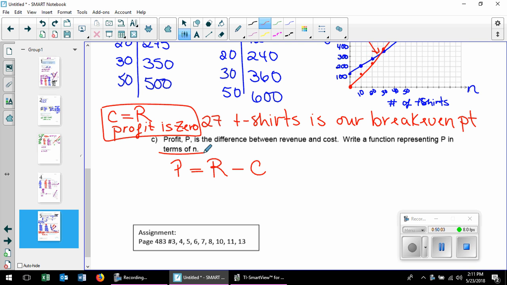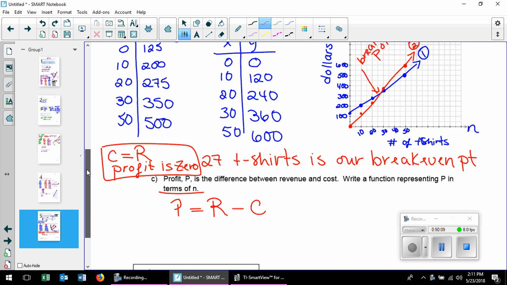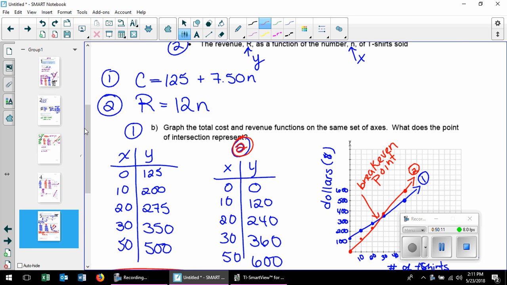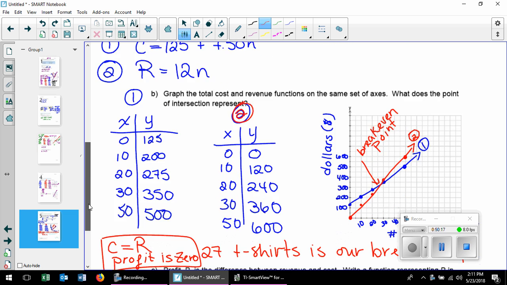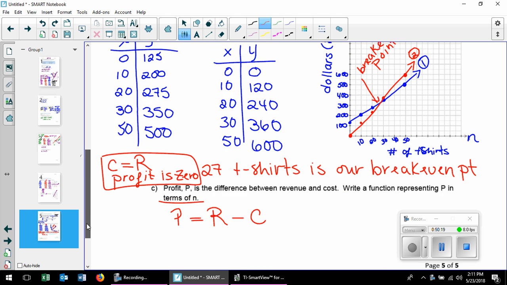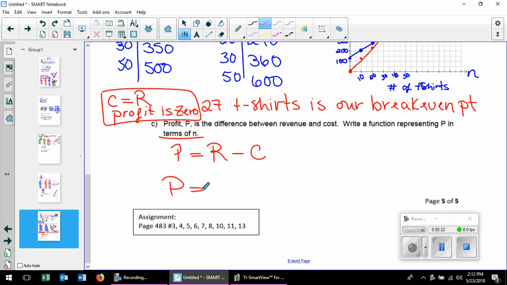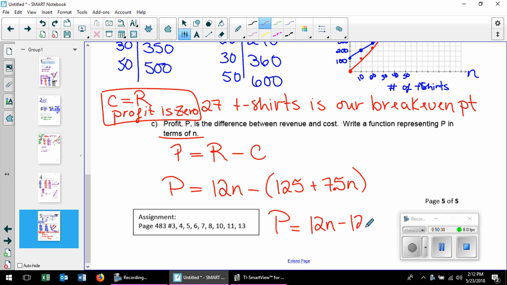You already have these equations that you created up in the first one. So you created them, and they're right here. So 12n, subtract what my cost is going to be. So profit is equal to 12n minus (125 plus 7.5n). So profit is equal to 12n minus 125 minus 7.5n.